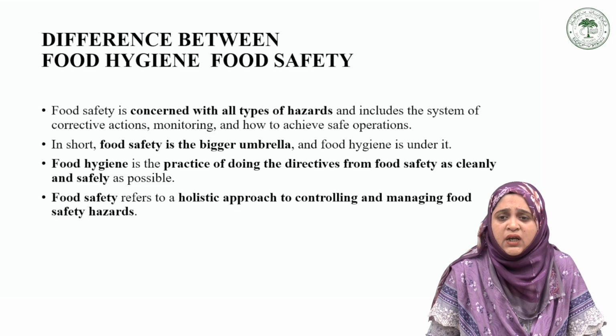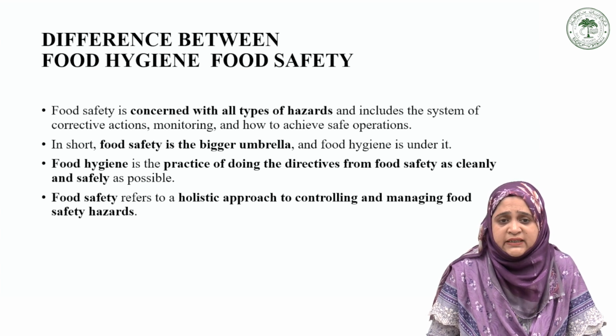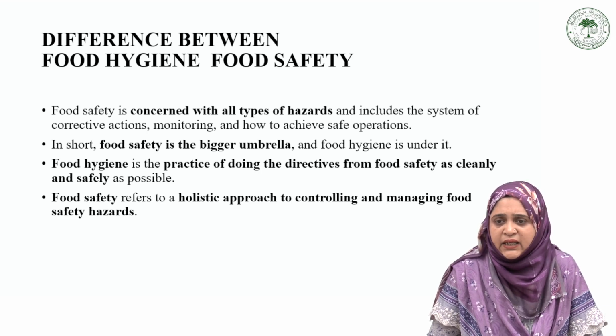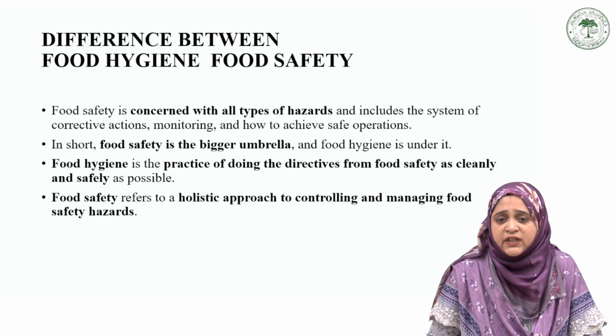Food safety includes a wide range of areas to ensure the food is safe and fit for human consumption. Food safety is concerned with all types of hazards and includes the system of corrective action, monitoring, and how to achieve these safe operations. In short, food safety is the bigger umbrella and food hygiene is under it. So, food hygiene is the practice of doing the derivatives from food safety as cleanly and as safely as possible. Food safety refers to a holistic approach to controlling and managing food safety hazards.